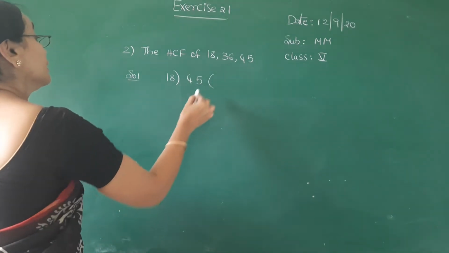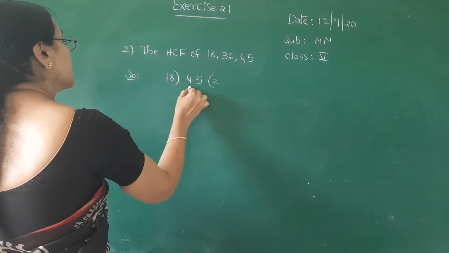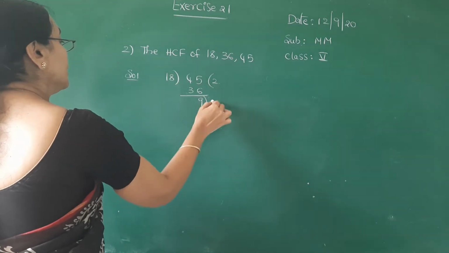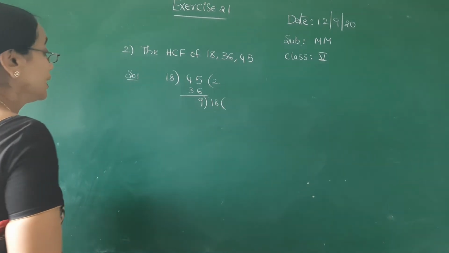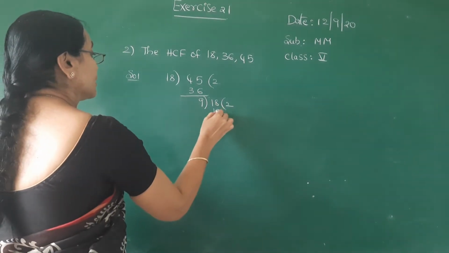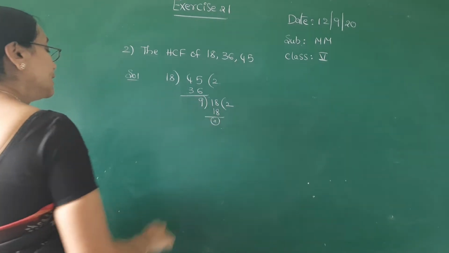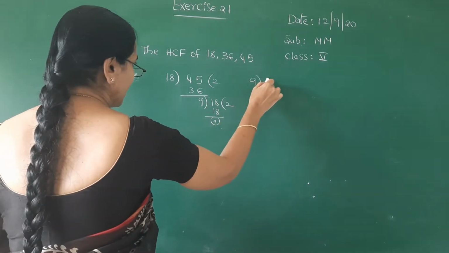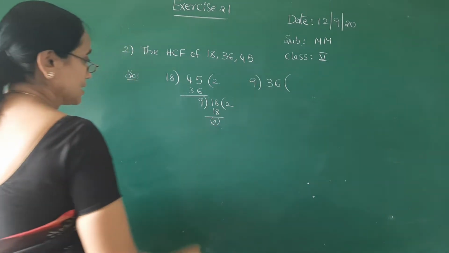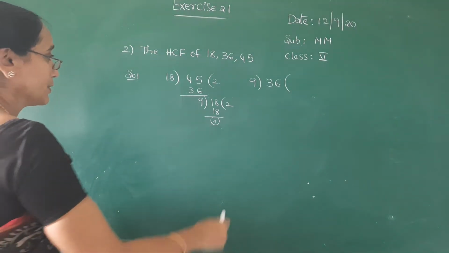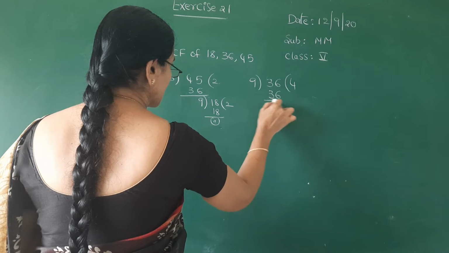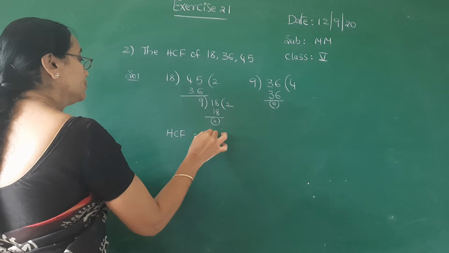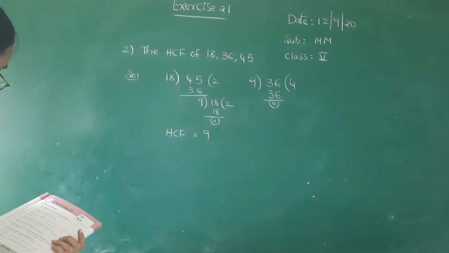And do the division. 18 2s are 36 and remainder is how much? 9. Drop this 18. You have to continue until you get the remainder 0. 9 2s are 18. So remainder is 0. Where you are getting 0 as remainder, the divisor you have to take, and do the next remaining number, 36. Now I have to divide 36 with 9. 9 4s are 36. Remainder is 0. So HCF is equal to 9.